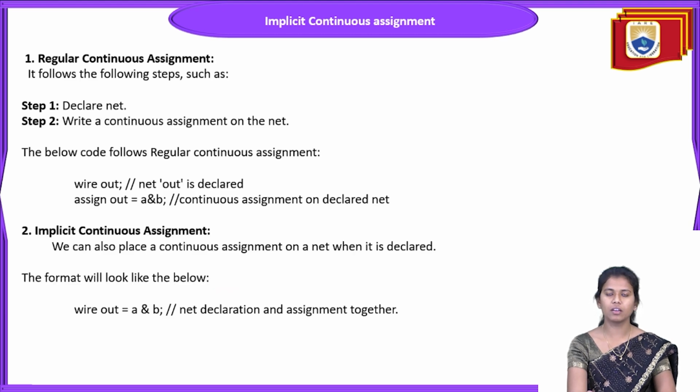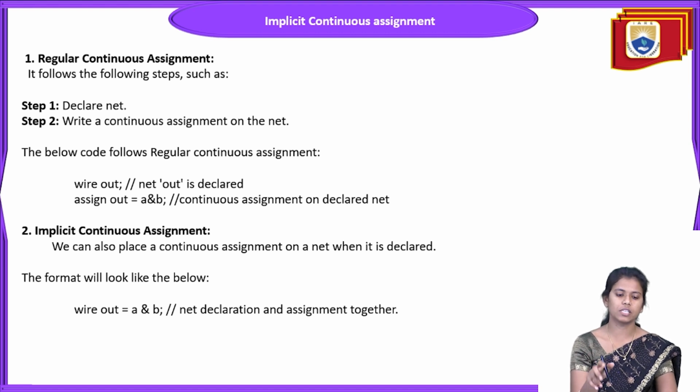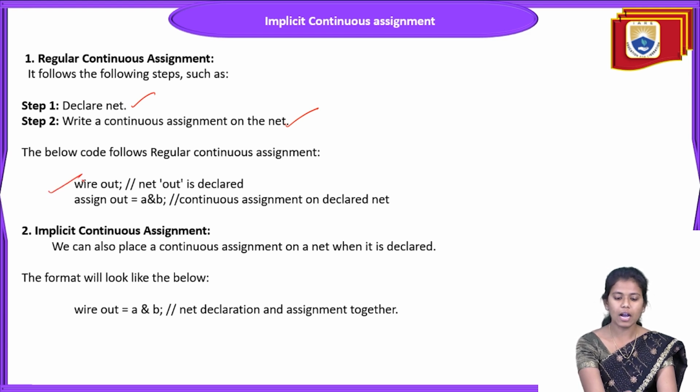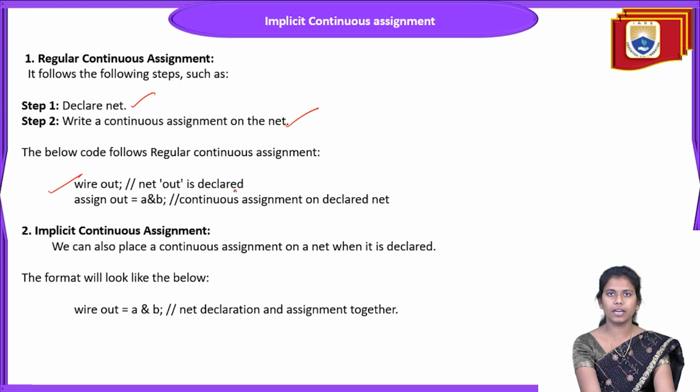Coming to the regular continuous assignment, it follows two major steps. One is declaring the net, and the second one is writing a continuous assignment on the net. The code below shows a regular continuous assignment. In this regular continuous assignment, the net out is declared with wire out. We have to declare it; the second step is the continuous assignment on the net, right?